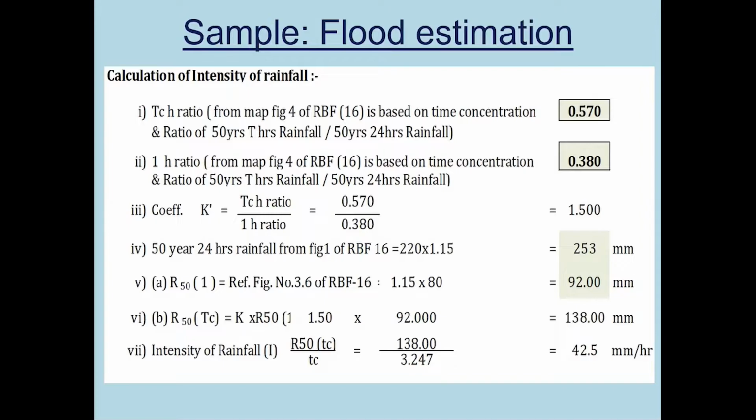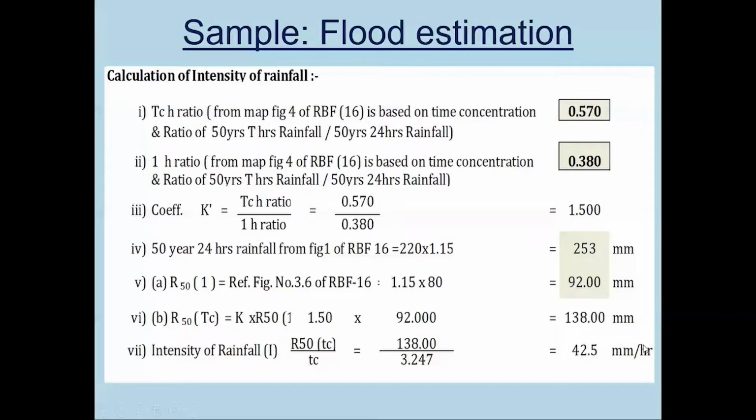So based on that 1 hour rainfall, I get a value of 92, because I know that R50 TC is 1.5 multiplied by the 1 hour ratio. So the 1 hour ratio is 92. So 92 multiplied by 1.5 is 138. This is R50 TC. So the intensity of rainfall I is R50 TC by TC, 138 by 3.247.